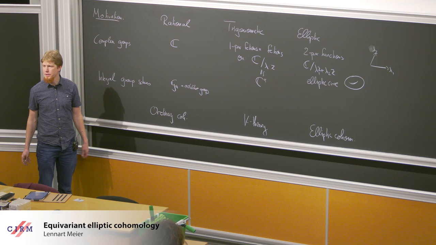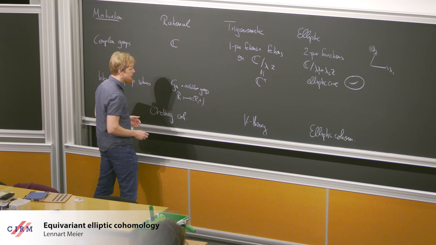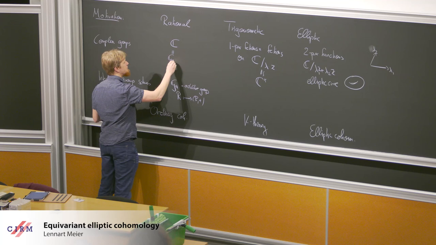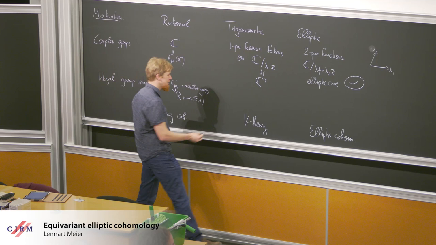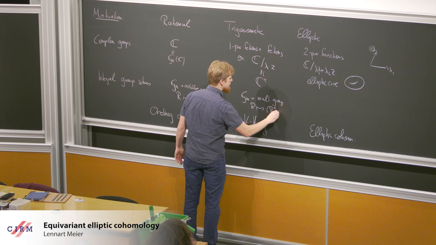Well, it sends any commutative ring to its underlying additive group. And it turns out the complex points of this are exactly C with additive group structure. And likewise here, I have the multiplicative group, which sends every R to R, the units here, with the multiplication, and well, this is GM.